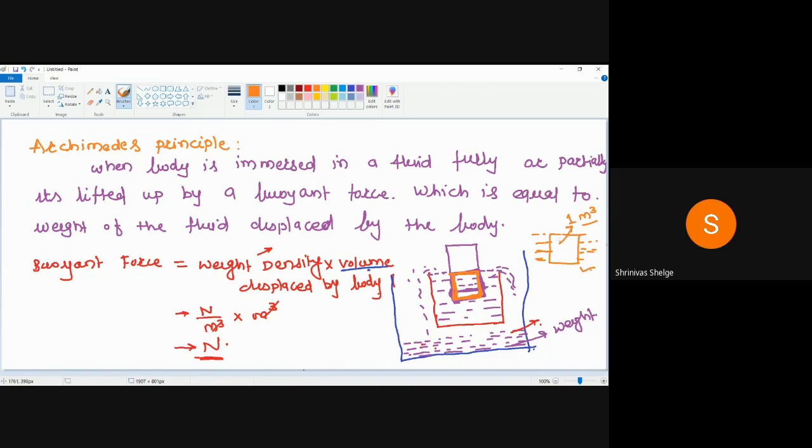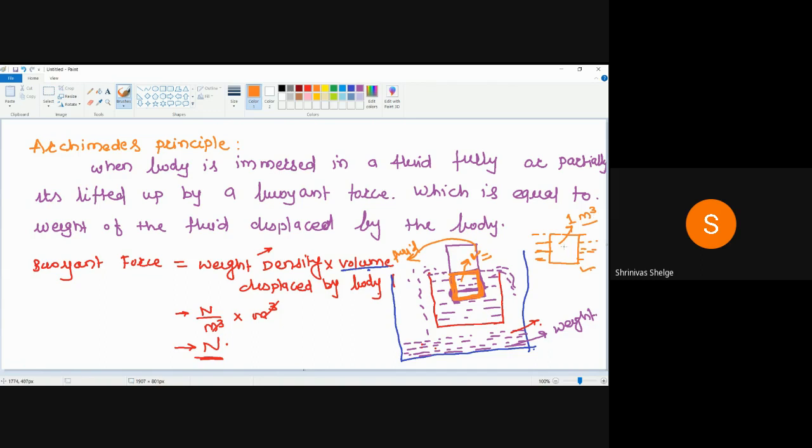Sir, it should be 1 meter cube. Obviously it is 1 meter cube. So what I am saying is, whatever part of the body is immersed in the fluid, the volume of that part is always equal to the volume of the portion which is submerged in the fluid. This volume is always equal to the volume of fluid displaced by the body. Getting my point? Now is it clear? So here obviously you can see it is fully immersed, and we know that 1 meter cube is the volume of this body.